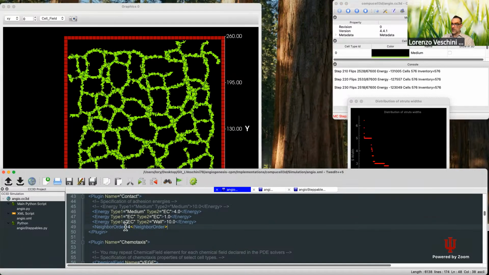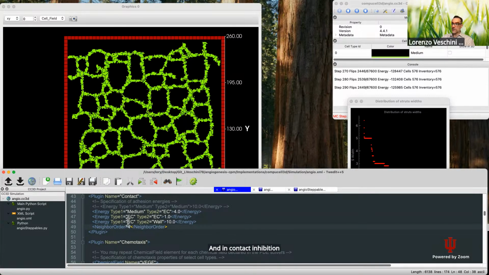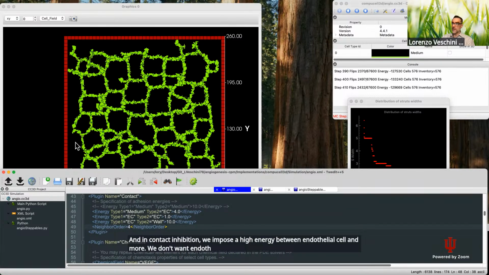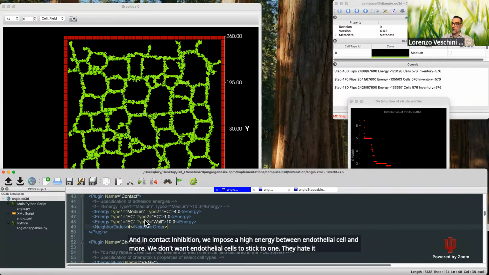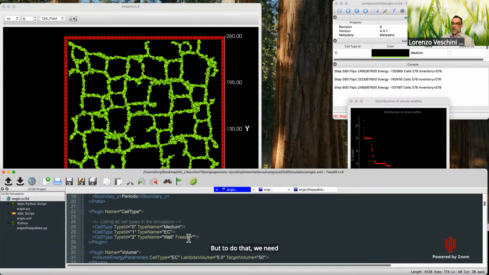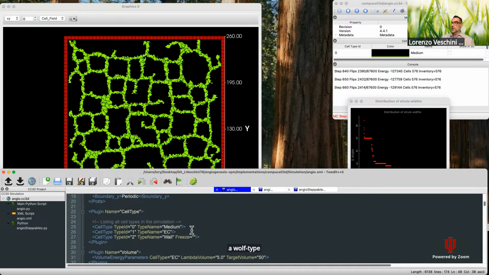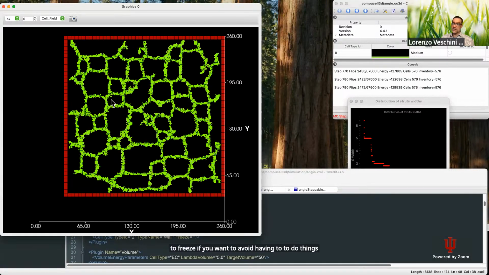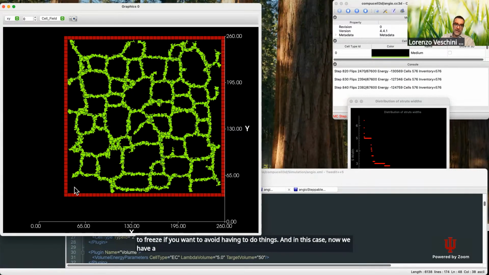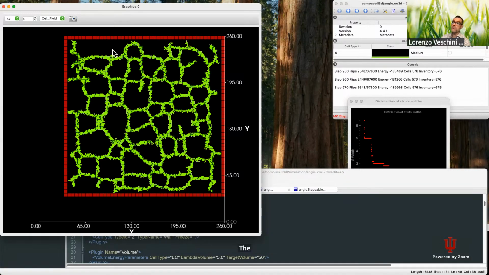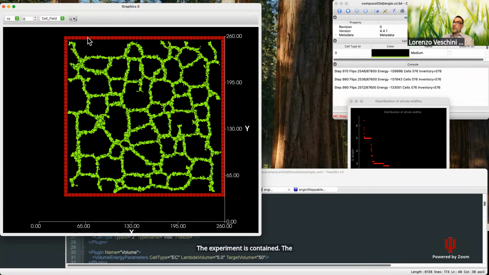And in the contact inhibition, we impose a high energy between endothelial cell and wall. We don't want endothelial cells to stick to the wall. They hate it, and they will stay kind of away. But to do that, we also need a wall type cell that we need to freeze if we want to avoid having to do things. And in this case, now we have a real Petri dish, right? The experiment is contained. We decide if the cells stick or don't stick to the wall.